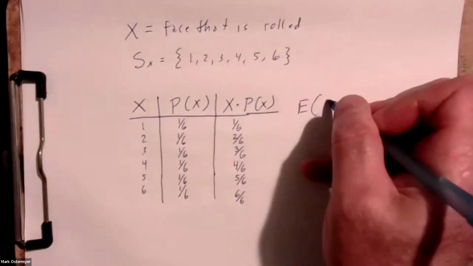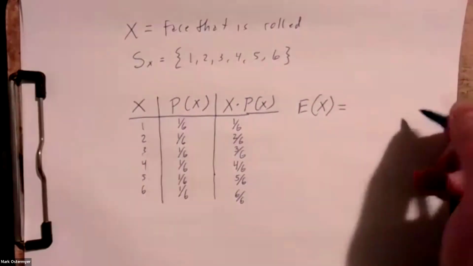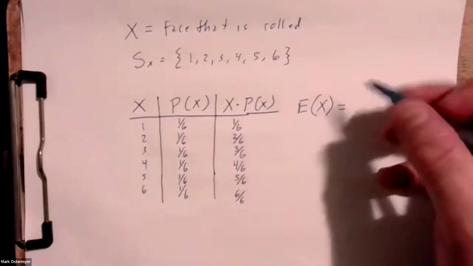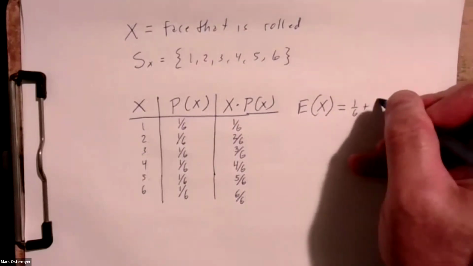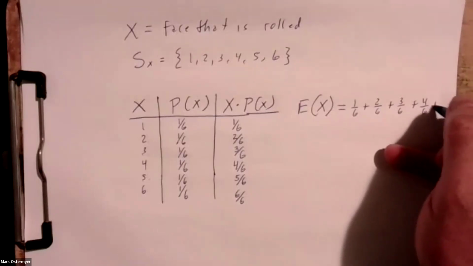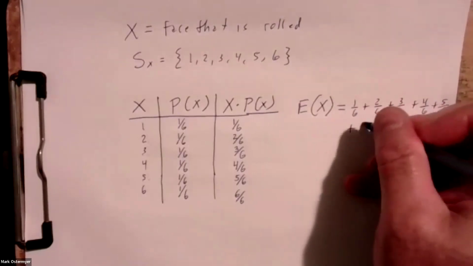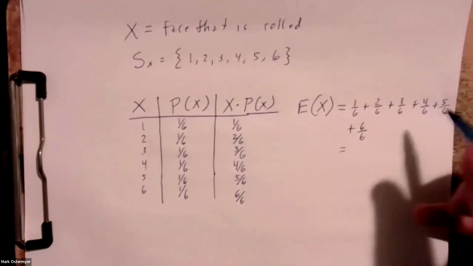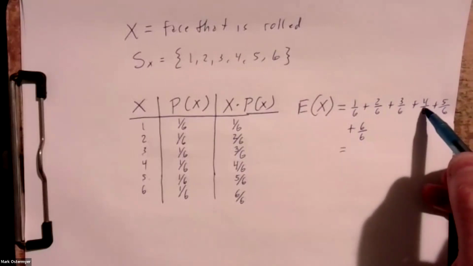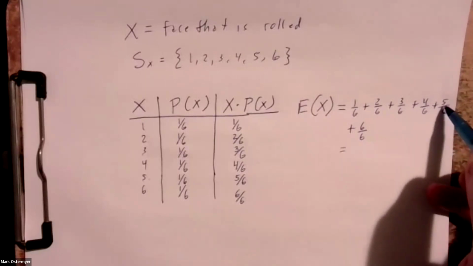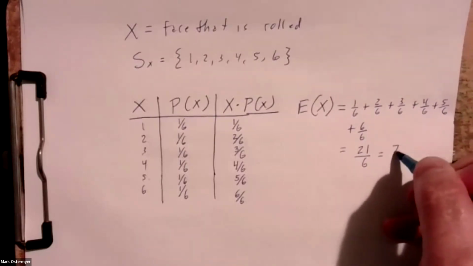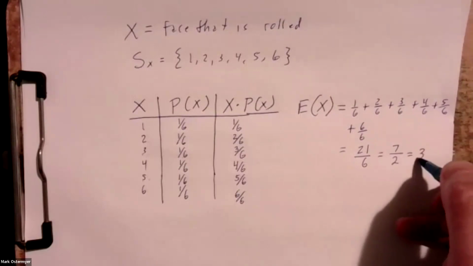The expected value of this random variable, if we were to roll this die many times and keep track, would be the sum of this last column. So it's going to be 1/6 plus 2/6 plus 3/6 plus 4/6 plus 5/6 plus 6/6. And what's this going to give us? 1 plus 2 is 3 plus 3 is what? 6 plus 4 is 10, 15, 21. This will be 21/6. By 3, this reduces down to 7/2, which gives us 3.5.